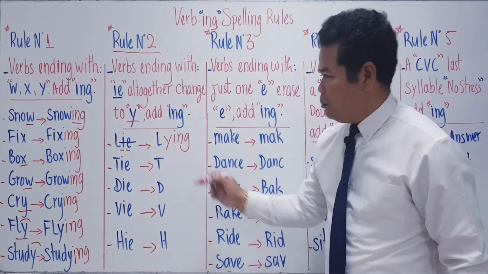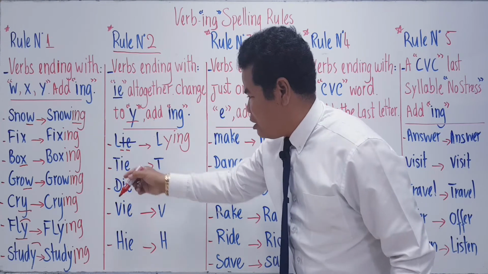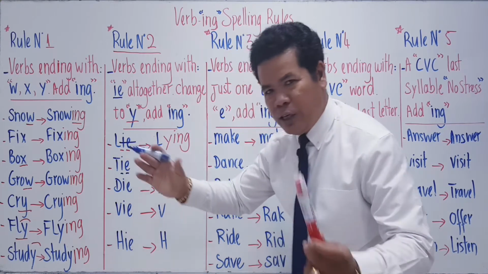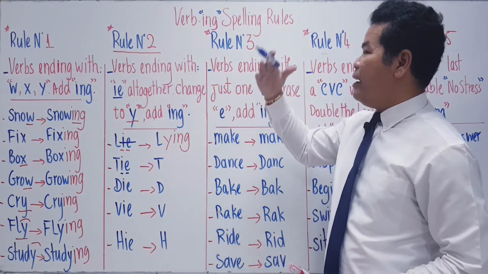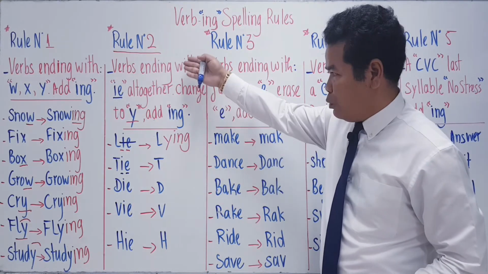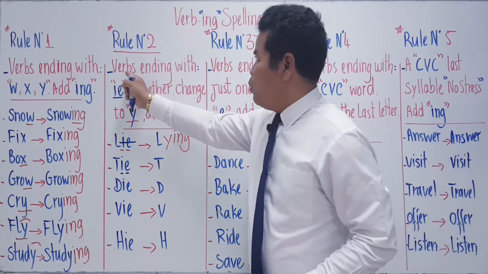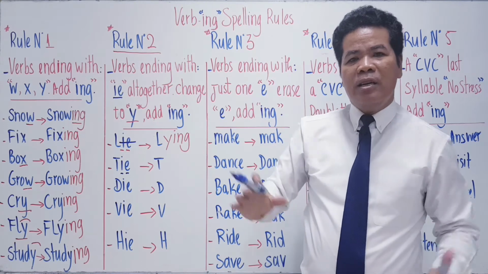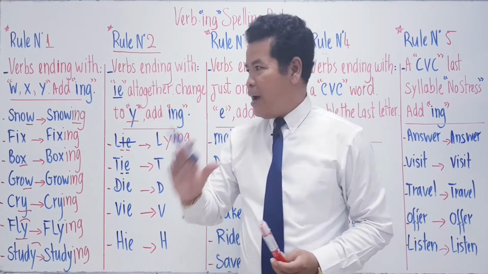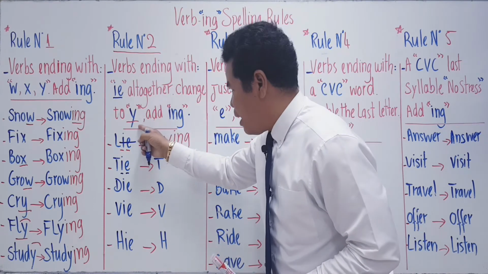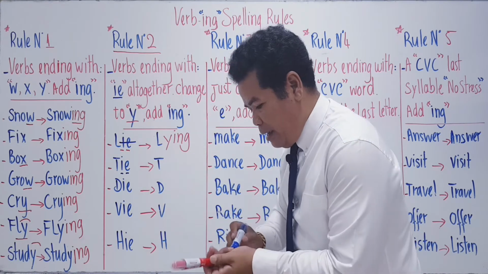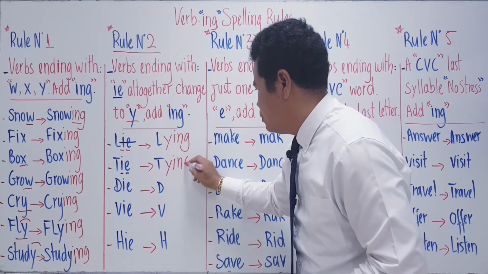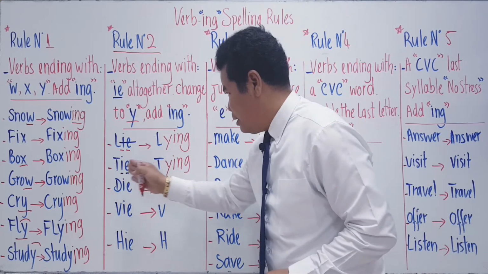Let's go to another verb. Tie. What do you see at the end of the verb? You see the word tie, I and E together. So before we add ing, we have to see the rule. The rule says verbs ending with IE together, we cannot just add ing straight away. So you have to change IE to letter Y and then plus ing. We have tie, tying.